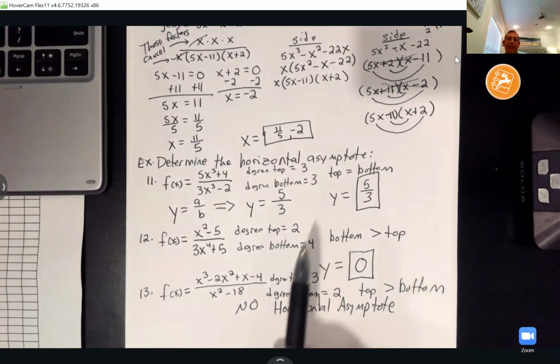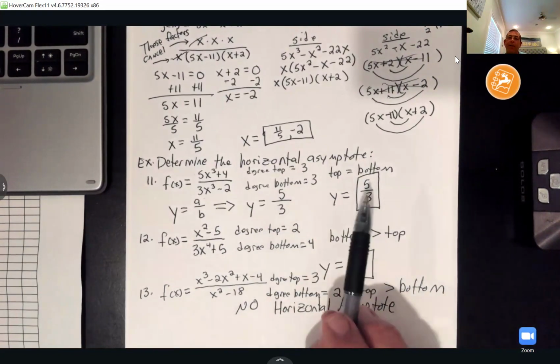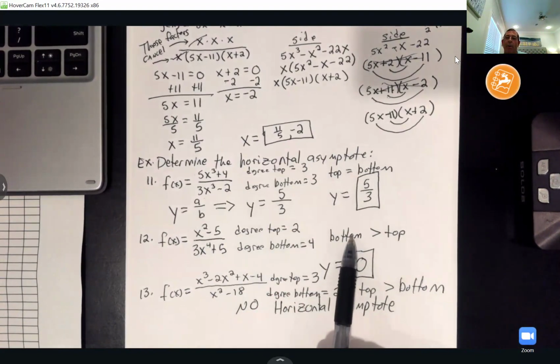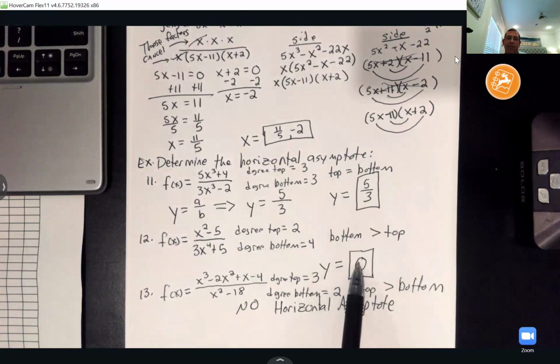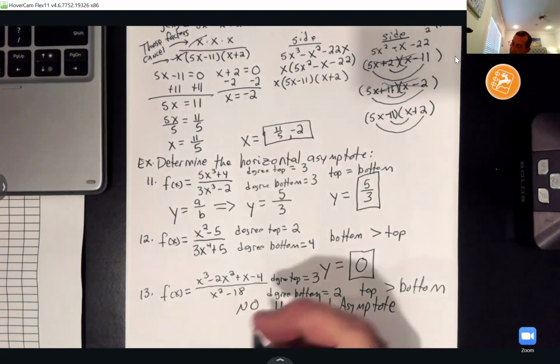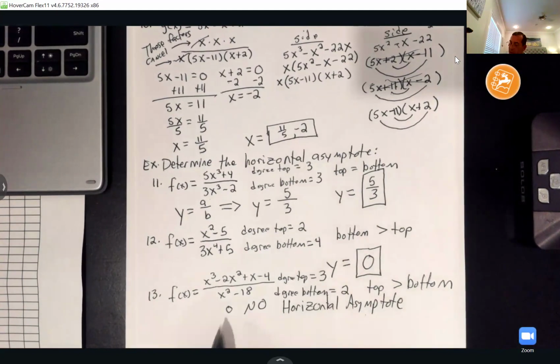Hey, so that's the 3 things they're going to do to you, and you're going to get one of each. One where you got to look at the numbers when they're equal. You'll have one where the bottom's bigger, and that's always going to be y equals 0. And then you'll have one where the top is bigger, and that's going to be no horizontal asymptote. And they'll have one of those where you just click the dot, okay?